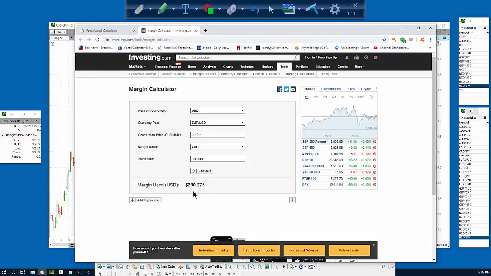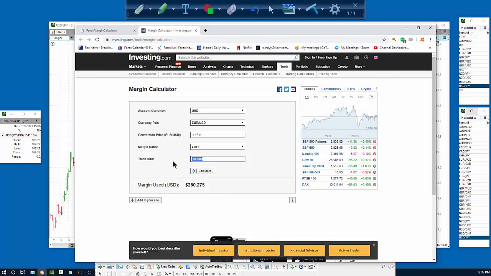It's not that you're spending the money, but while you're in the trade, this amount of money is going to be withheld from your account. So you can't use this $280 to manage negative PL with, because it's already tied up as part of your margin deposit.